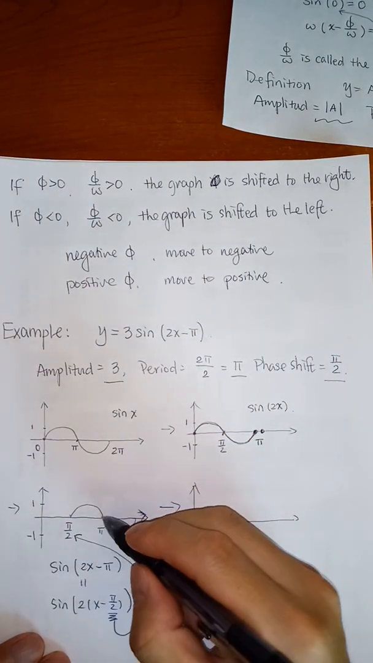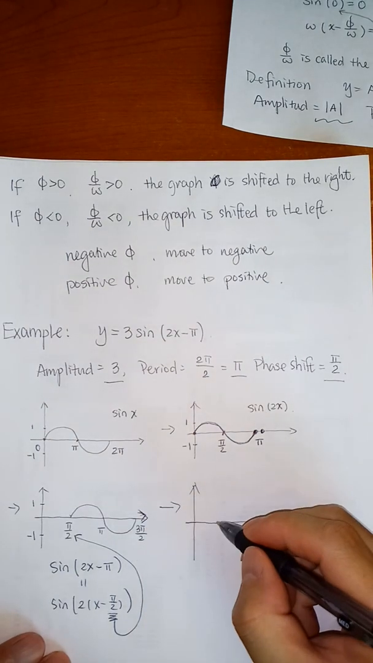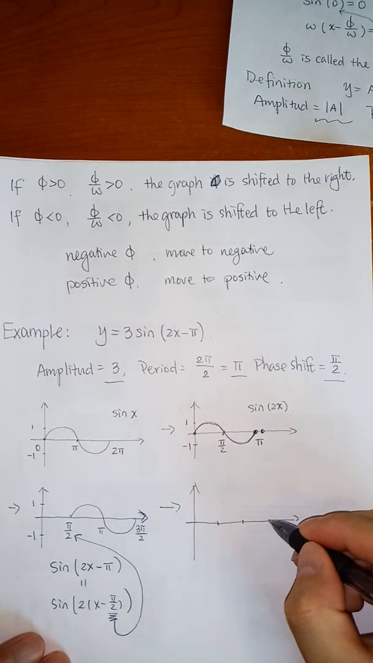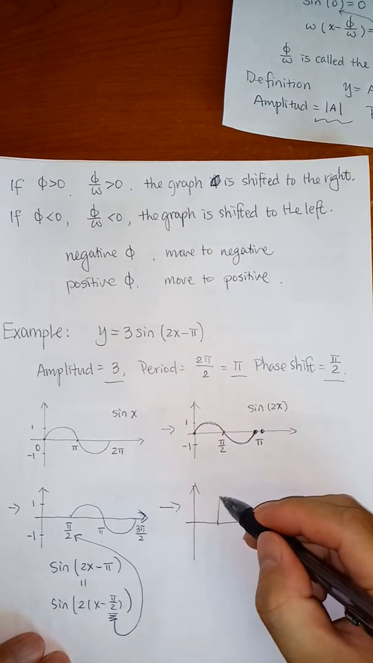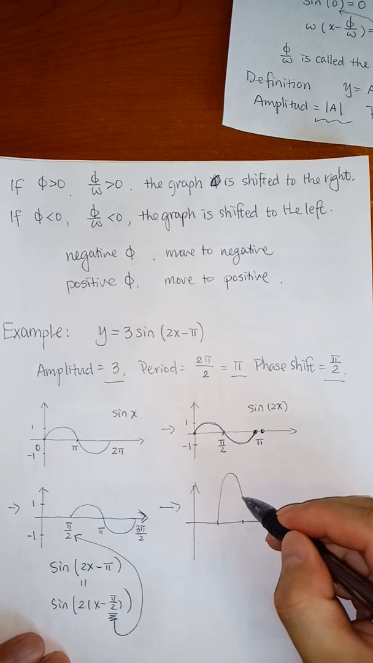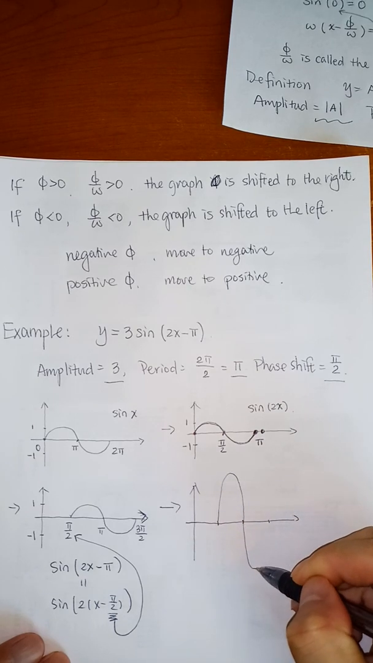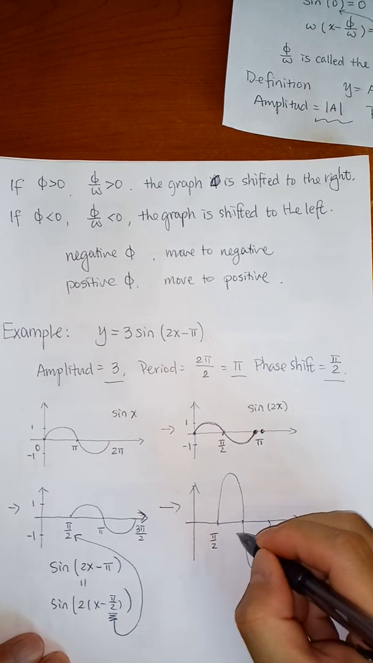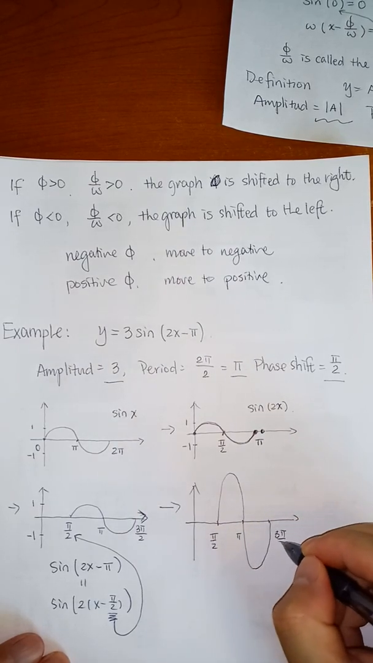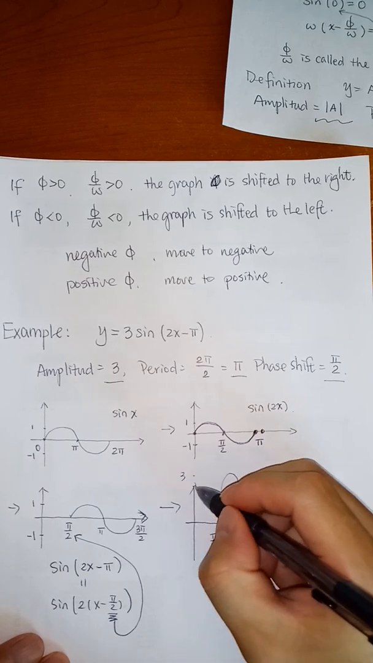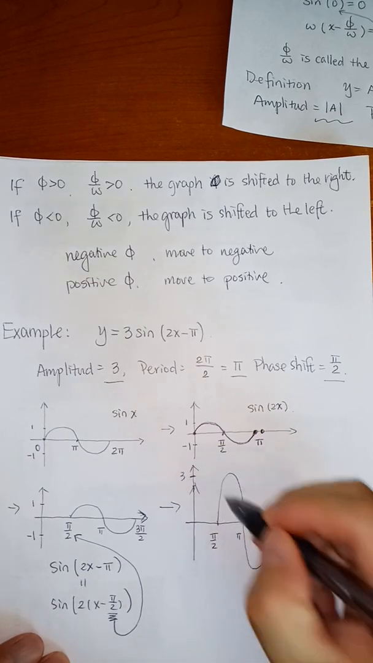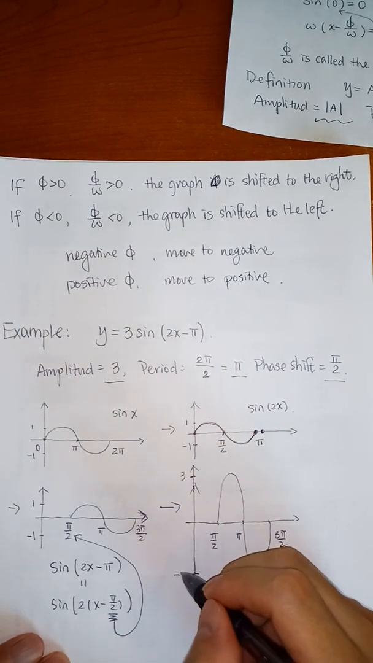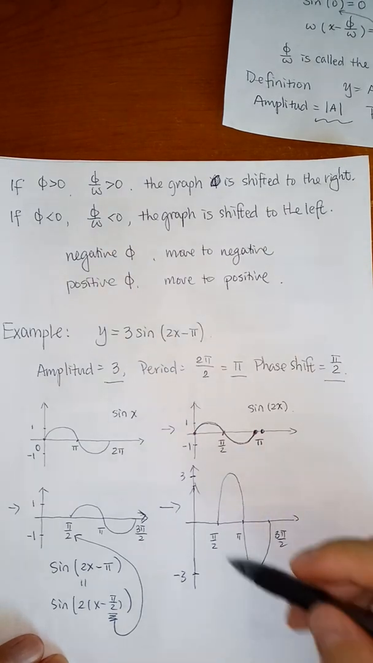So you still have this pi over 2, pi, 3 pi over 2. You're going to make it bigger. Pi over 2, pi, 3 pi over 2. And this is 3. Well, this is negative 3. Okay, so that's the graph.